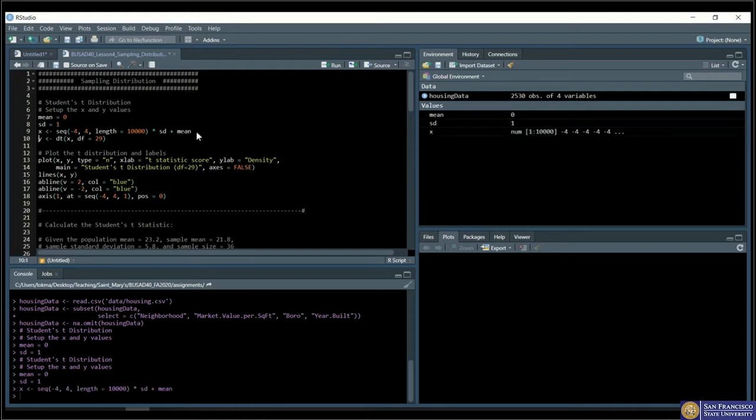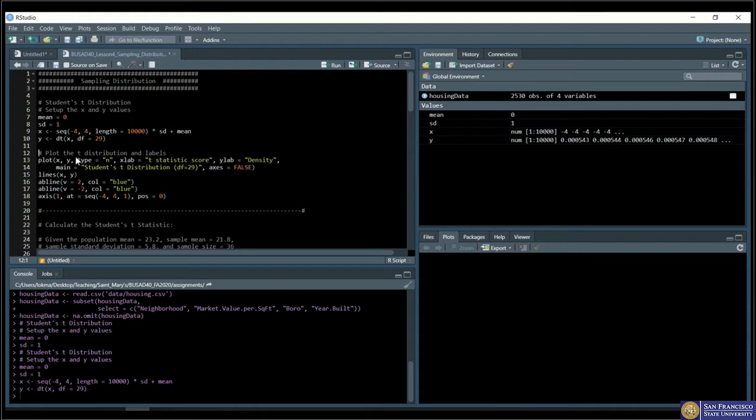So let's save that. And for every value that we created here in this sequence, we want to map it to a y value, which is the probability, right? The distribution, the density values. So we are going to basically use the density function, dt. So dt basically means the density for the t distribution. For every x value we created, and we are going to have the degrees of freedom in this example set to 29. So we create the y values, and then we plot the x and y.